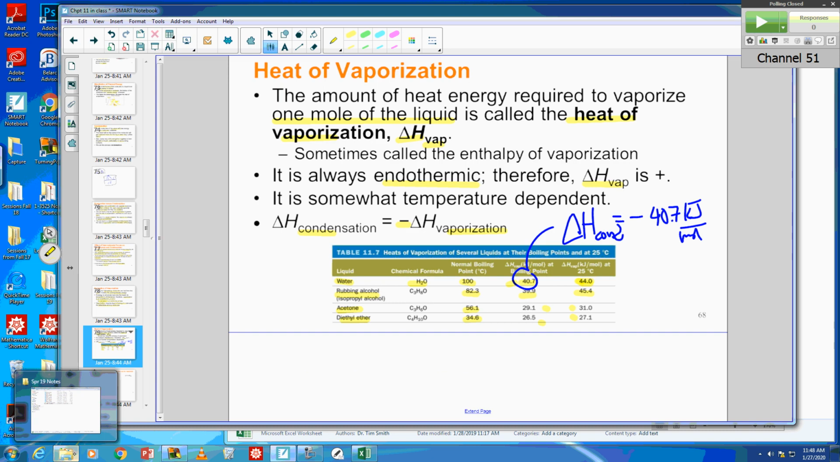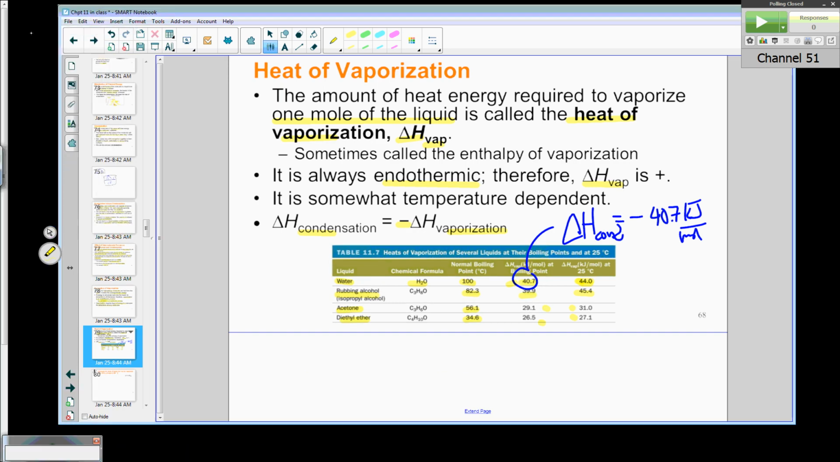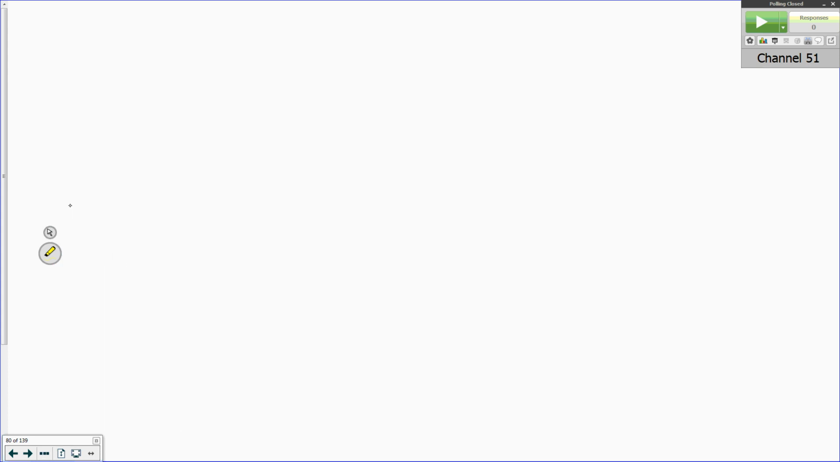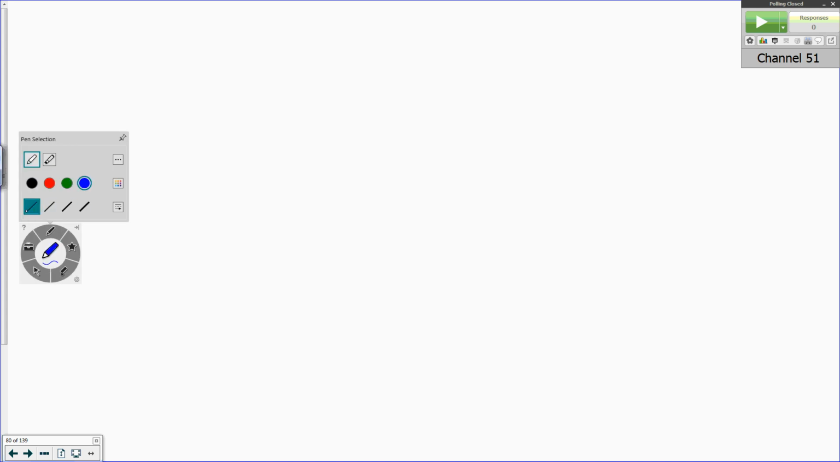So I want to work a problem. Somebody had emailed me, and my email was down, so I couldn't answer that. I had to do a password update. Somebody had asked me how to do one of the clicker or the Mastering Chemistry questions.